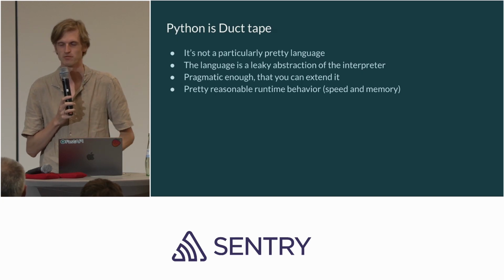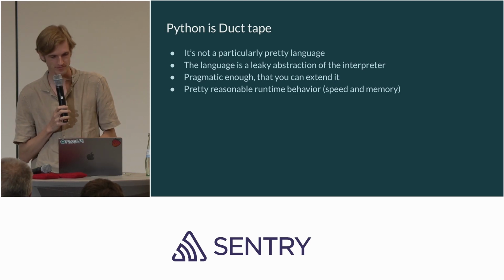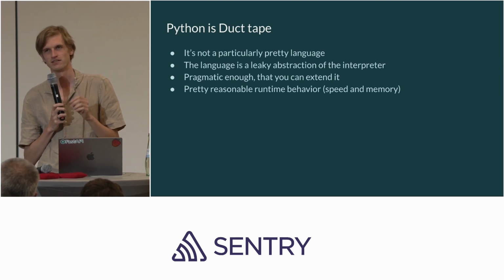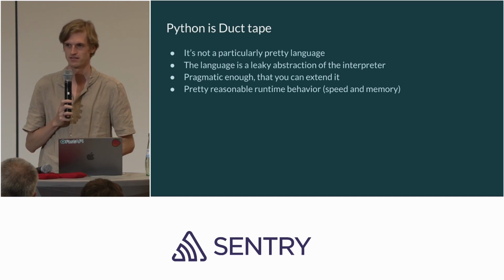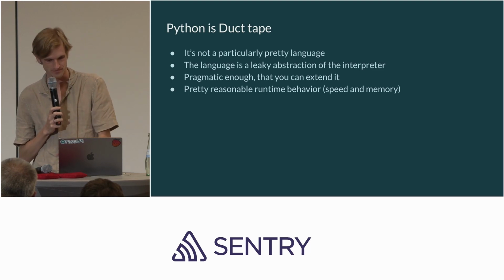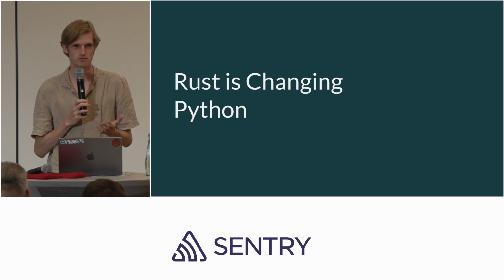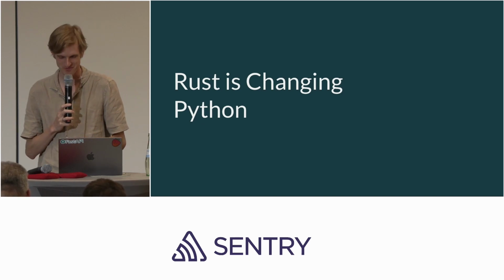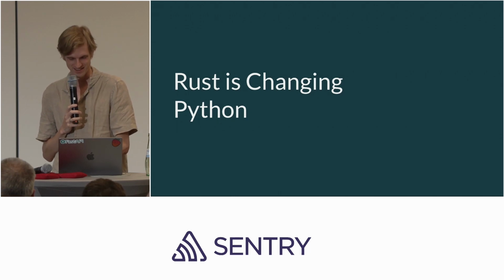Maybe that doesn't translate that well to desktop environments, but at least on the server, it's really, really good. And Rust has a very similar runtime behavior because you also rely on reference counting as garbage collection. So they have a little bit in common. And I will make the argument that Rust is right now actively changing Python. And I want to show a little bit of why I think this is the case.